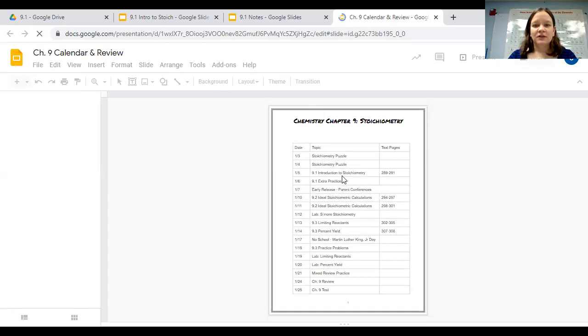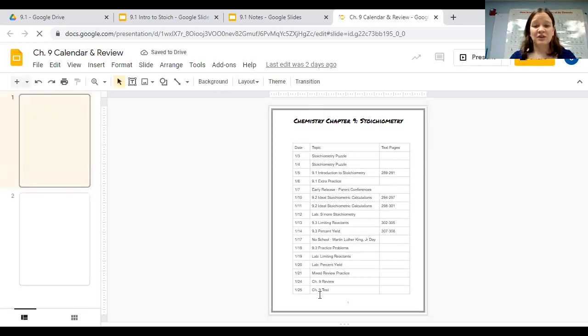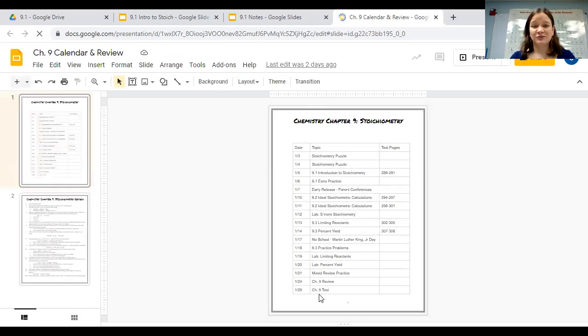This has your calendar, so you can see that we are going to spend several weeks, 2 full weeks plus a little bit, 3 full weeks plus a little bit. I'm not sure. But we're spending a good bit of time on chapter 9. You can see that there's lots of practice problem days built in. There is a lot of math in this. You are going to want to have your periodic table with you and your calculator every day. Okay.